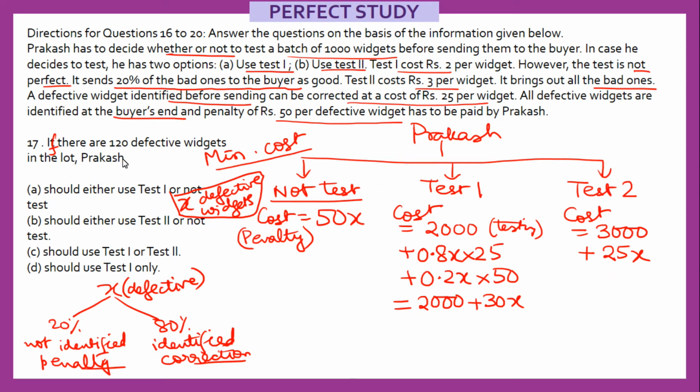Now let's come to the question. If there are 120 defective widgets in the lot, what should Prakash do? So if there are 120 defective widgets, here his cost will come to 6000, 120 into 50. If this is 120, you will get 3600 plus 2000, 5600. And here if you take 120, then this will be equal to 3000 plus 3000, 6000. That means he should go for test number 1, should use test 1 only.